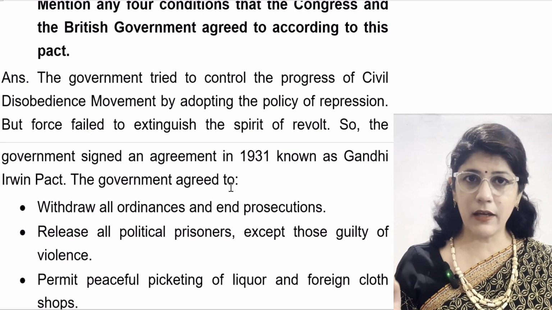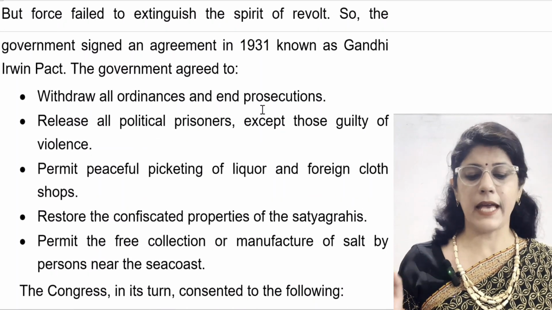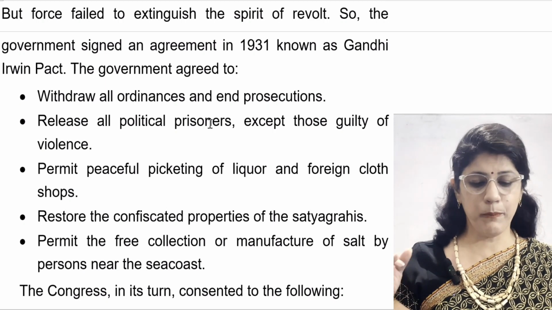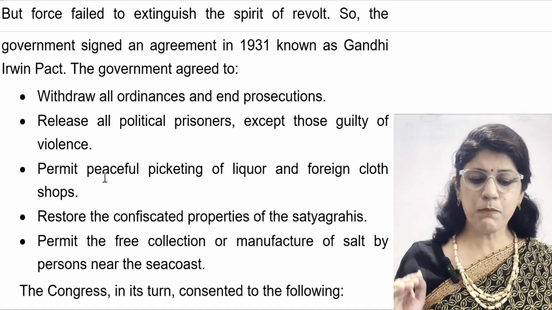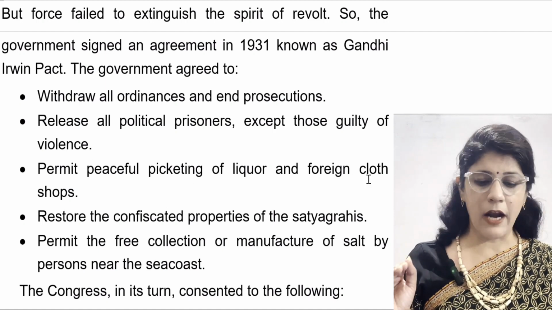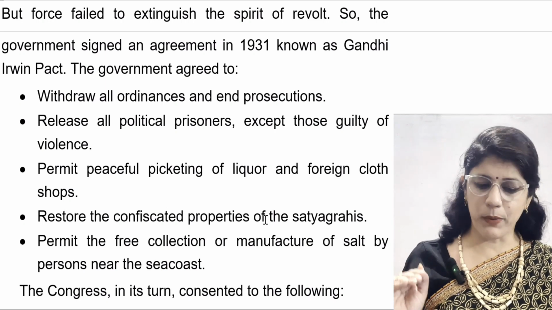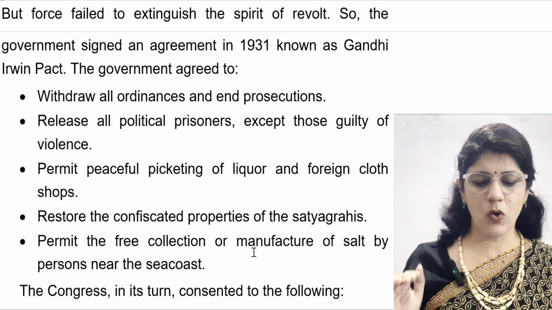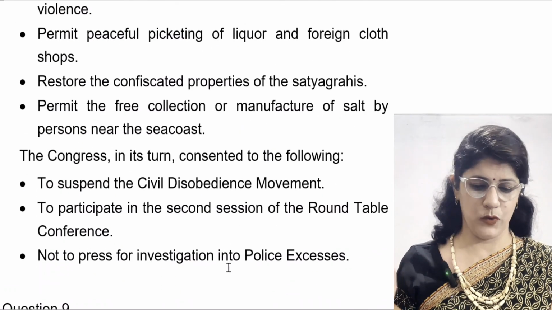The government agreed to, first point, withdraw all ordinances and end prosecutions. Release all political prisoners except those guilty of violence. Permit peaceful picketing of liquor and foreign clothes shops. Restore the confiscated properties of the satyagrahis. Permit the free collection or manufacture of salt by persons near the sea coast.